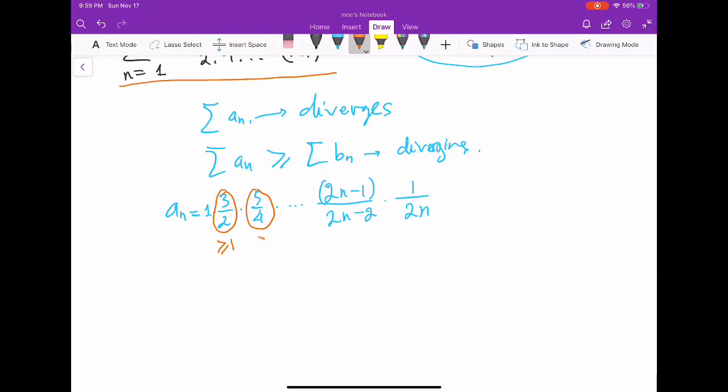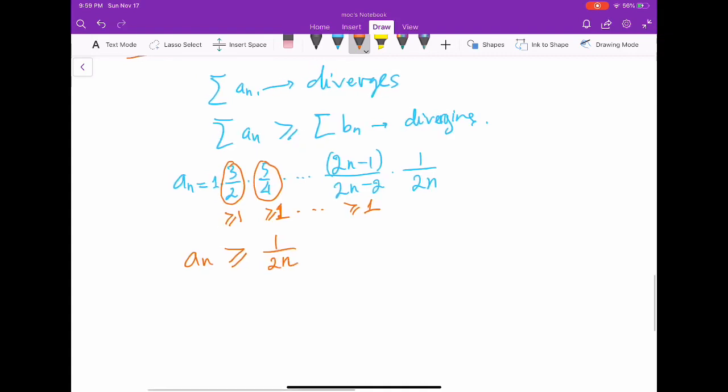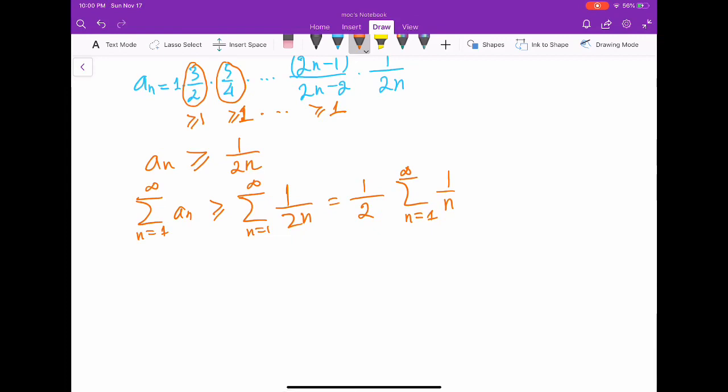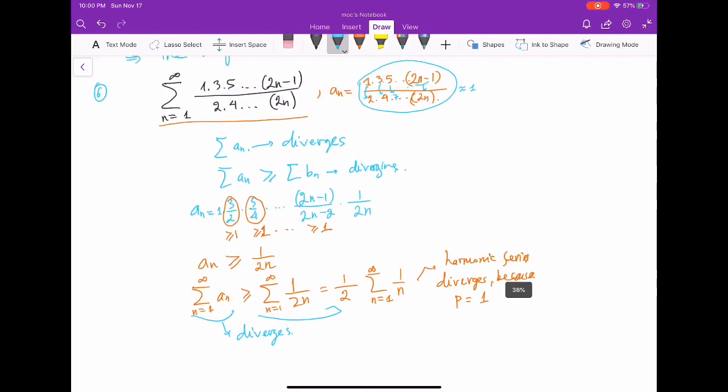So this guy is greater than or equal to 1, this guy is greater than or equal to 1, and so on. This guy is also greater than or equal to 1. So overall, a_n is greater than or equal to 1 over 2n, right? And we know that the sum of a_n from 1 to infinity is greater than or equal to the sum of 1 over 2n from 1 to infinity, and that is nothing but 1 over 2, because 1 over 2 is a number, we can take that out, times the sum from 1 to infinity of 1 over n, and this is the harmonic series, right? This series diverges, because the power p is equal to 1. So since this series diverges, this series also diverges and equals infinity.